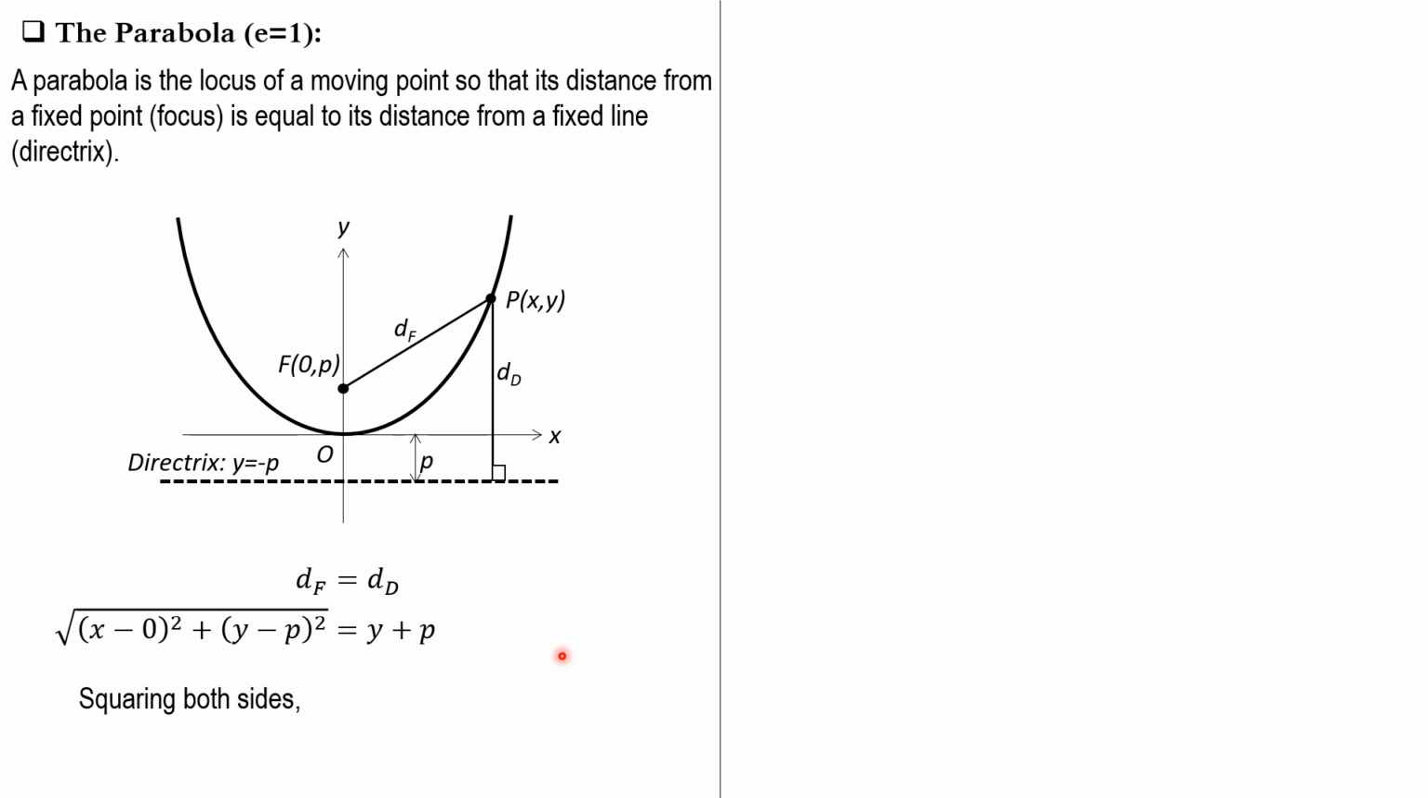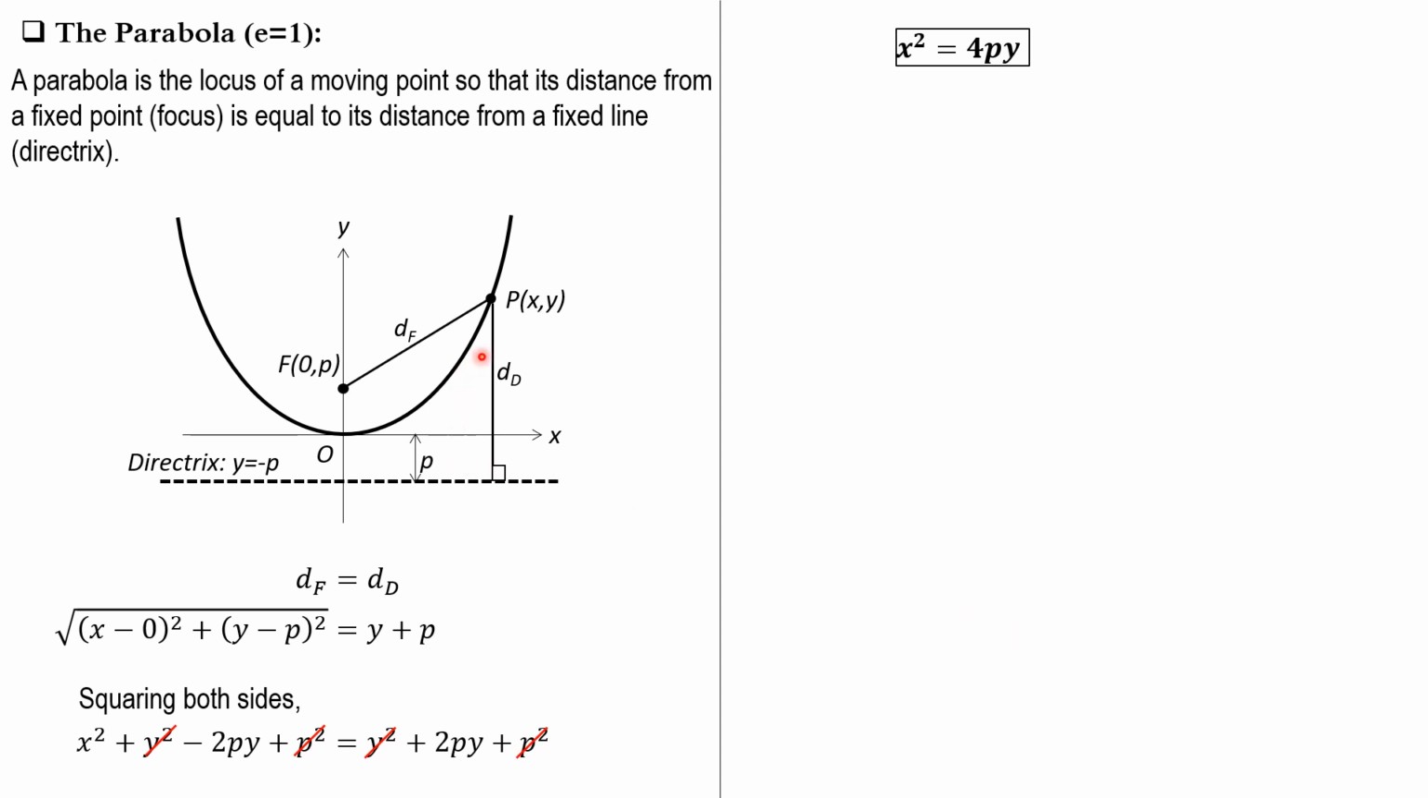So we have x squared plus y squared minus 2py plus p squared equals y squared plus 2py plus p squared. So we can cancel like terms on the left and the right side, y squared, and p squared. Then simplifying, the standard form of the equation of a parabola with vertex at the origin and open upward, therefore, is x squared equals 2py plus 2py. So x squared equals 4py.